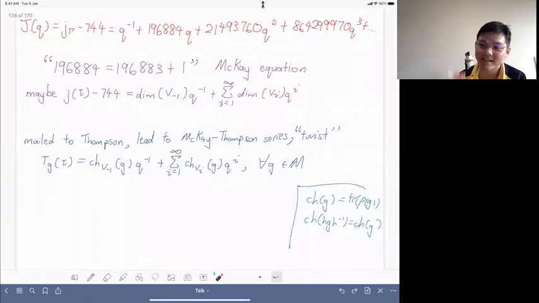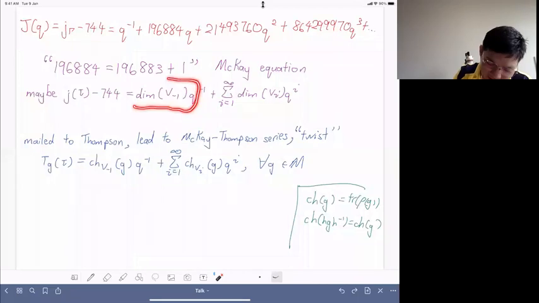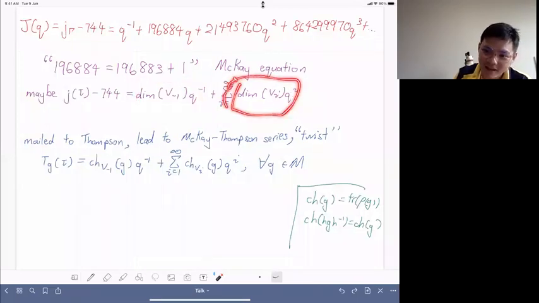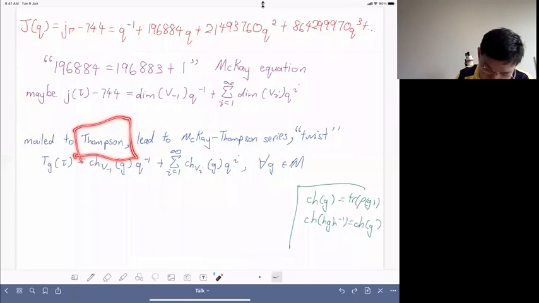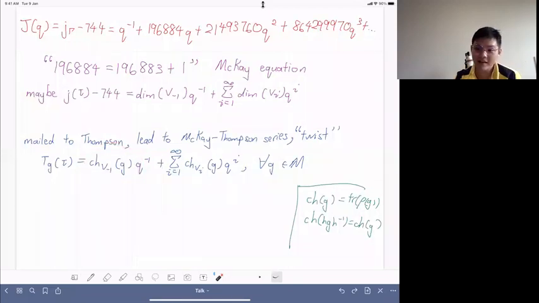So he emailed this to Thompson, of the Thompson subgroup, suggesting that maybe there's a vector space associated to each number, whose dimension is actually this number. Thompson said, yeah, sure, and then twisted it a bit. He said that maybe it's a character of the group, where the group element gives you this number.